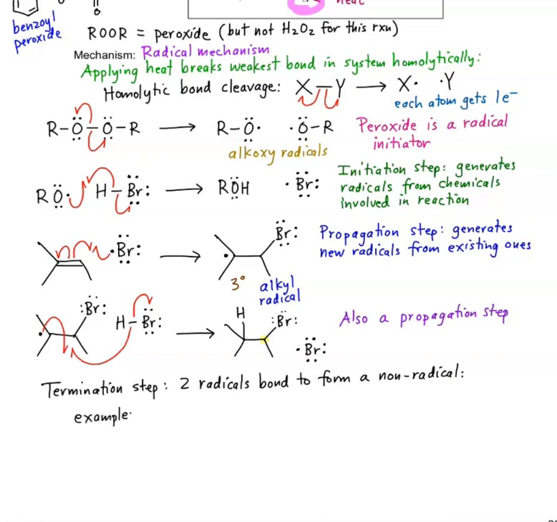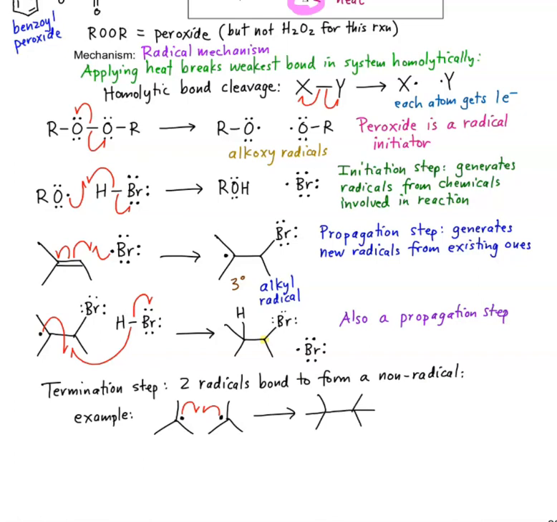So let's look at an example that's not part of this reaction. Let's say that we have a pair of these guys. So two separate radicals. And they can bond with each other. And form a neutral species, that is, a non-radical.